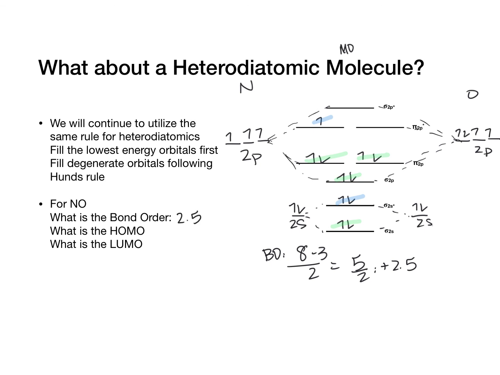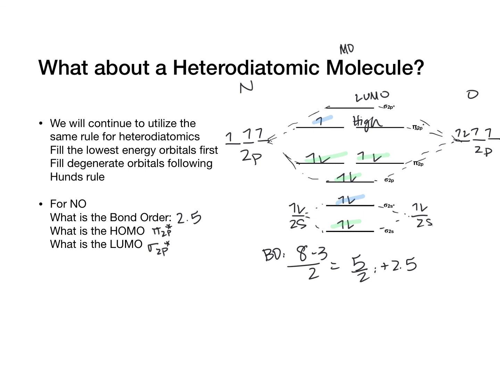The highest occupied level is the pi 2p star, and the lowest unoccupied level is the sigma 2p star. So this is the highest occupied, and this is the lowest unoccupied molecular orbital. If we start to think about these, you would be provided the structures like we were at the beginning of this slide. You'll have the structures, and you'll just be asked to add them in and calculate something.